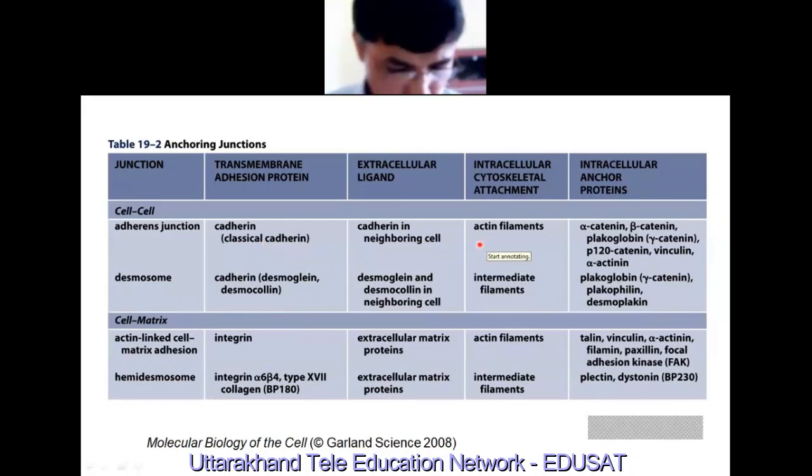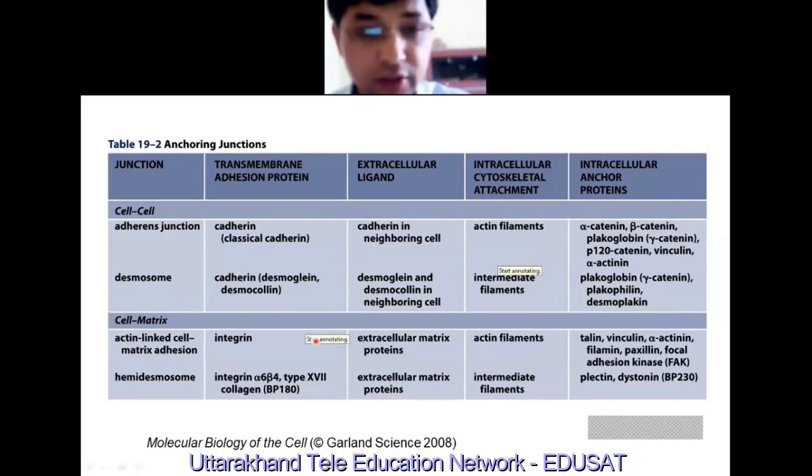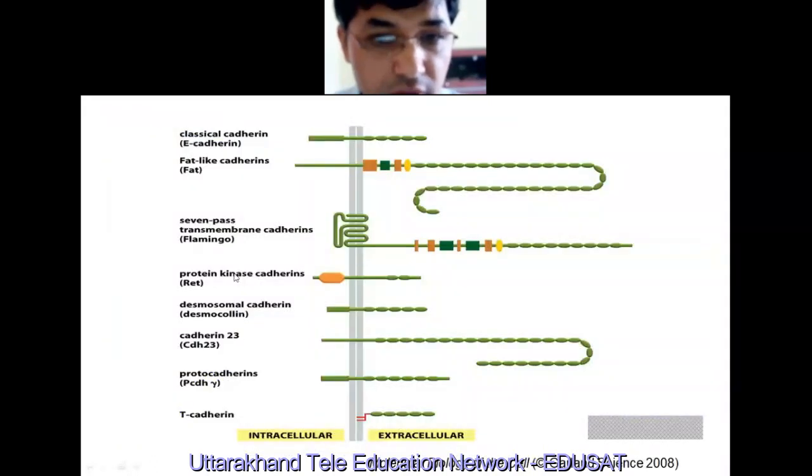And these cadherin molecules are classical and non-classical cadherins. Classical cadherins and non-classical cadherins. These are the classical cadherins. You will see here the different types of cadherin molecules. The classical cadherin molecules are transmembrane proteins. This is the classical cadherin molecule.